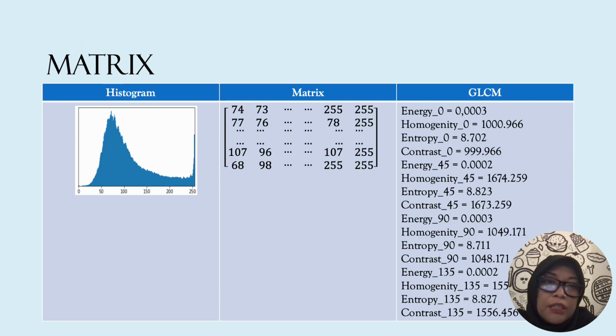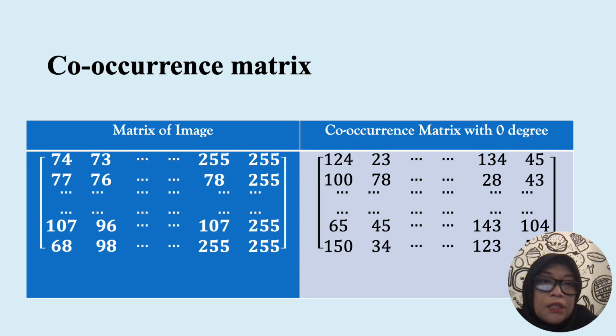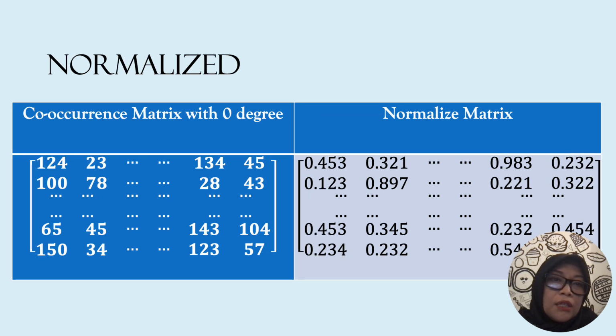So we get matrix for these values, which is GLCM for energy, homogeneity, entropy, and contrast, each at 0, 45, 90, and 135 degrees. This is the result of the co-occurrence matrix. Then next is to normalize with 0 degree, 104 becomes 0.453.